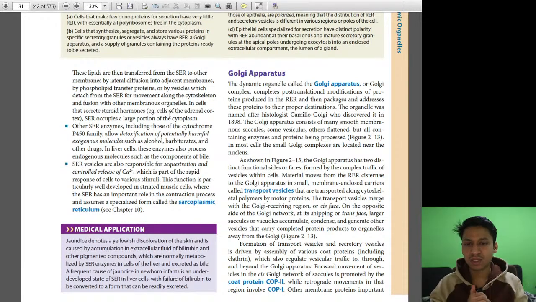So, other smooth endoplasmic reticulum enzymes, including those of the cytochrome P450 family, allow detoxification of potentially harmful exogenous molecules such as alcohol, barbiturates, and other drugs. In liver cells, these enzymes also process endogenous molecules such as components of bile. This is super important. Super important.